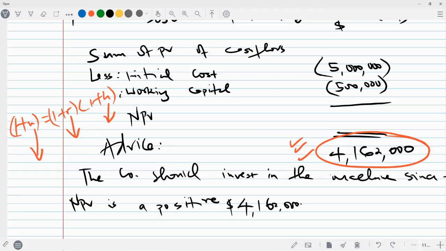So the question will always tell you whether they want it in nominal or real terms. Yes, the examiner will always tell you. Okay, thank you. Okay, good.